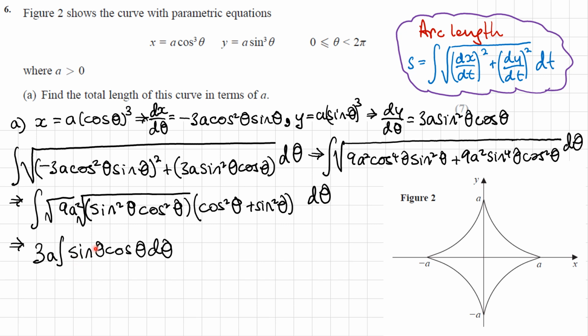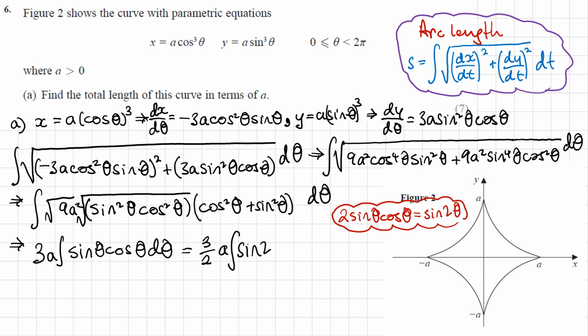Now to integrate this, what we've got here is half of the double angle formula for sine. I'll just put a reminder of that. So 2 sine theta cos theta is equal to sine 2 theta. So if we divide both sides by 2, this is going to be half of sine 2 theta. So this is equal to 3 over 2a, there's my half sine 2 theta d theta.